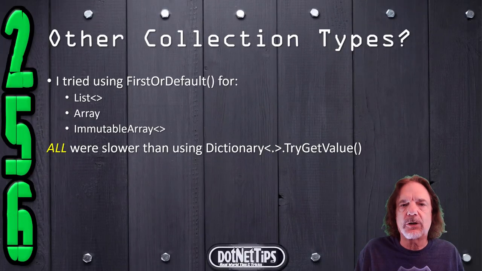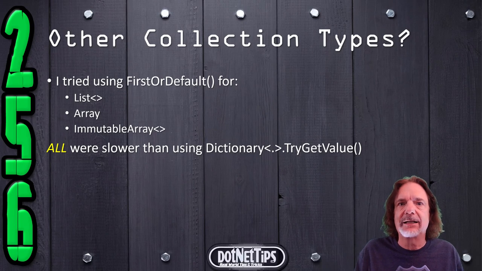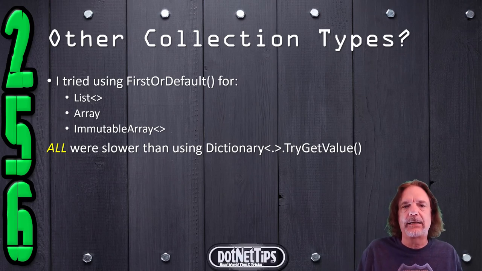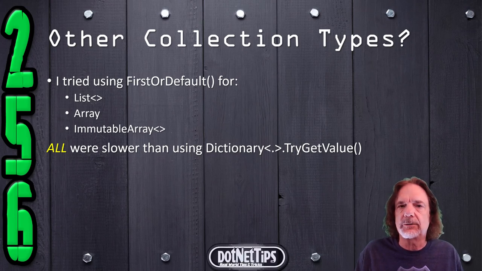So after I got done working on this for the benchmark test, and also the amount of times that ContainsKey is being used in the code base I'm working on, I wondered maybe we could use a different collection type to maybe make this a little bit easier. So I tested list, array, and mutable array, all with the same benchmark tests. And all of them are slower than using dictionary. So don't change from dictionary. Use dictionary, but make sure you always use TryGetValue.